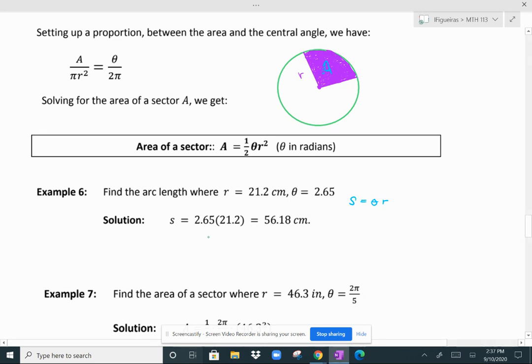So I have 2.65 times 21.2, which gives me an arc length of 56.18 centimeters. And again, it's centimeters because your radius is in centimeters.